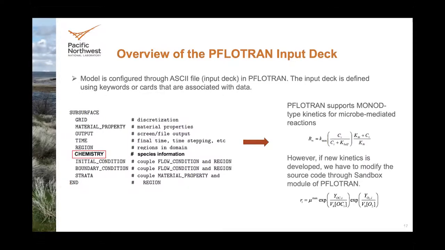However, if we have a new kinetics developed, for example, the kinetics that is developed for the lambda theory, it uses exponential terms. This is not included in the generic PFLOTRAN. So in this case, we have to modify the source code through the sandbox module of PFLOTRAN. Sandbox is another feature of PFLOTRAN. It allows users to implement their own kinetics into PFLOTRAN. And once you implement your kinetics there, it is integrated with other processes such as flow and heat transport automatically.